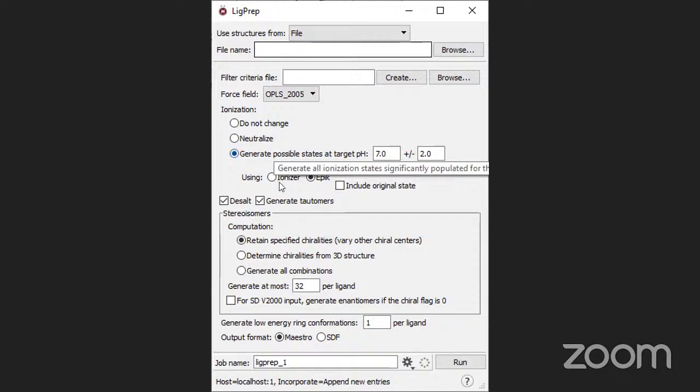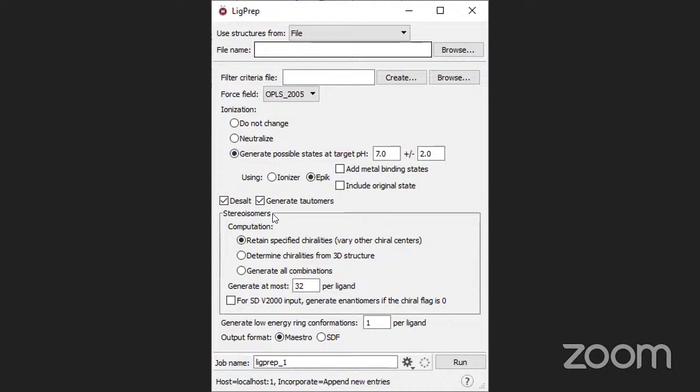But sometimes they may not be ionized and still show their action. Those are very rare drugs. Here we can see generate possible states at target pH 7 plus or minus 2. That means the average human body pH is around 7 plus or minus 2. That's why we maintain the same constant.